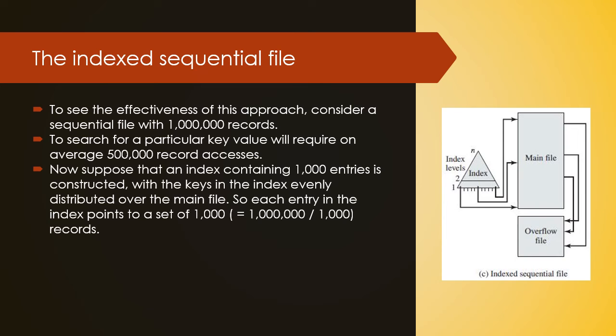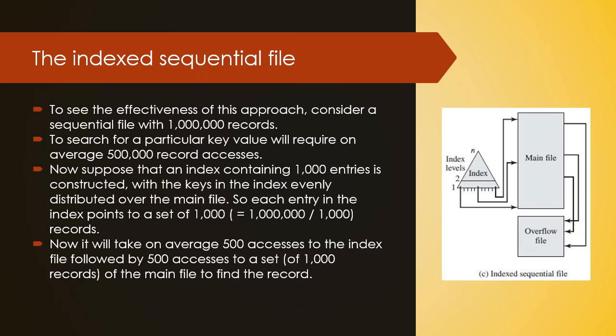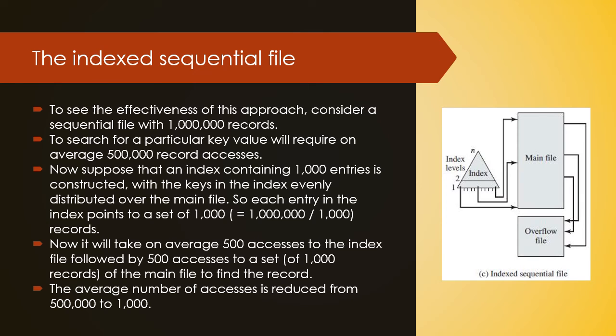Now suppose that an index containing 1,000 entries is constructed with the keys in the index evenly distributed over the main file. So each entry in the index points to a set of 1,000 records. Now it will take an average of 500 accesses to the index followed by 500 accesses to a set of the main file to find the record. The average number of accesses is reduced from 500,000 to 1,000.